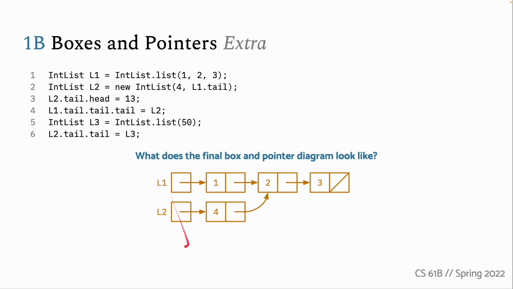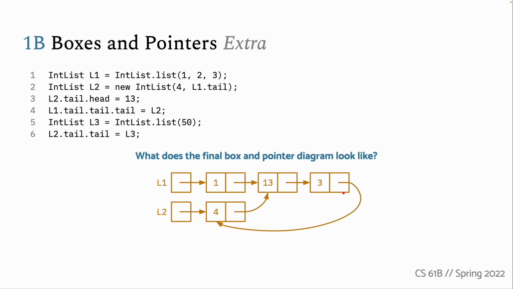Now we're going to set L2.tail.head to be 13. So L2 is this pointer, L2.tail is this pointer, L2.tail.head is this number right here. So this 2 is going to change into a 13. Next, we're going to do L1.tail. So L1 right here, L1.tail is right here, L1.tail.tail is here, and L1.tail.tail.tail is this field. So we're going to set this field to be equal to whatever this pointer is right now. So it's pointing at this 4 node. So we're going to point at the same thing.